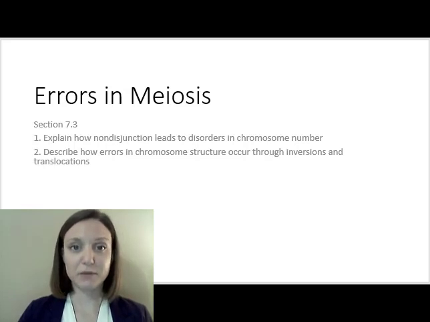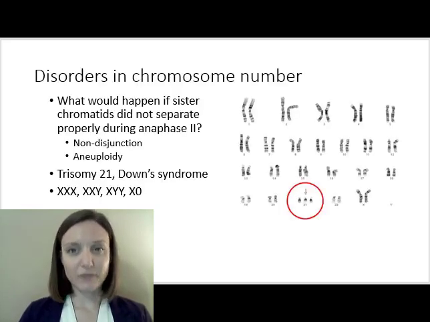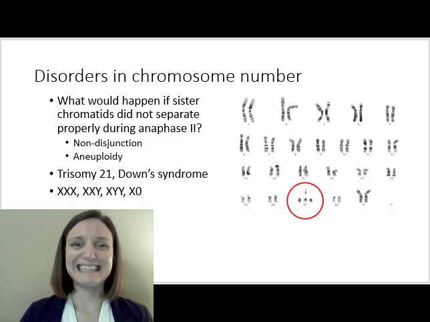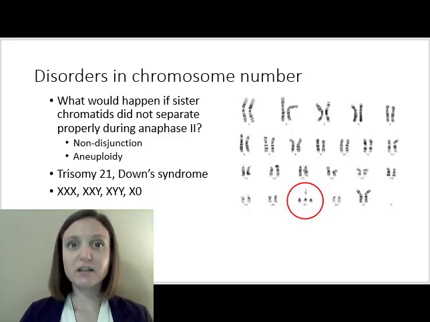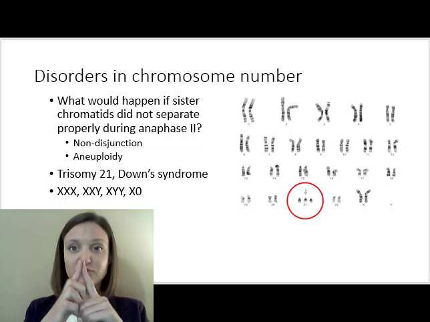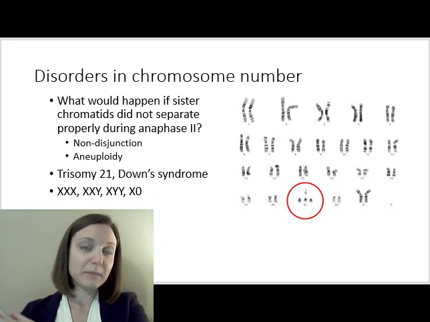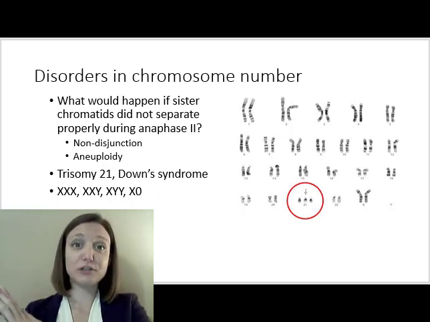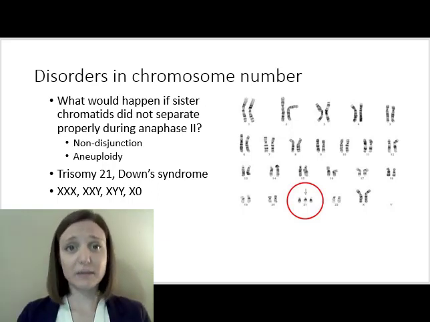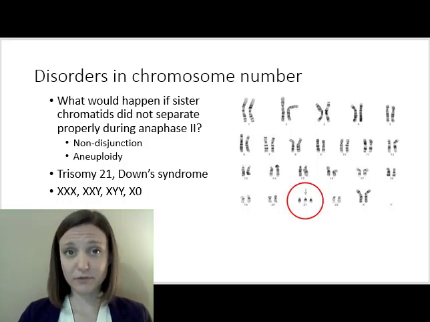So, errors in meiosis. The first type of error that can occur in meiosis is non-disjunction of sister chromatids during anaphase 2. If those sister chromatids that are connected together at the centromere do not separate properly, so they stay connected, one of those gametes is going to get an extra chromosome, and the other gamete is going to be lacking a chromosome.